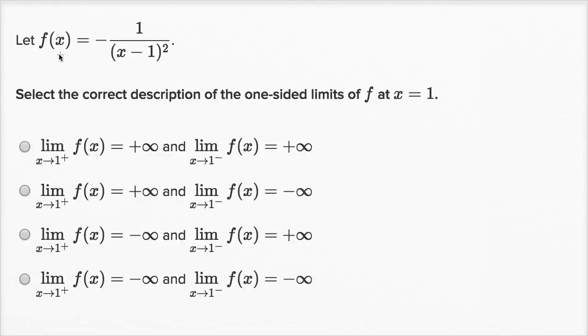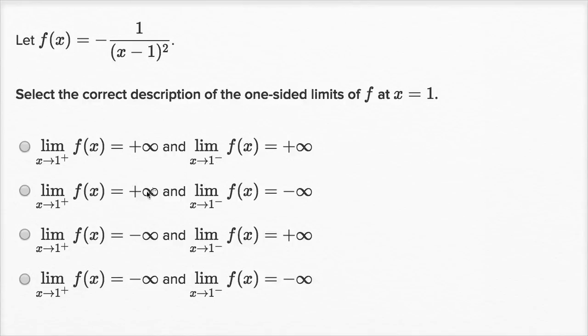Let f of x be equal to negative 1 over x minus 1 squared. Select the correct description of the one-sided limits of f at x equals 1. And so we can see we have a bunch of choices where we're approaching x from the right-hand side and we're approaching x from the left-hand side.